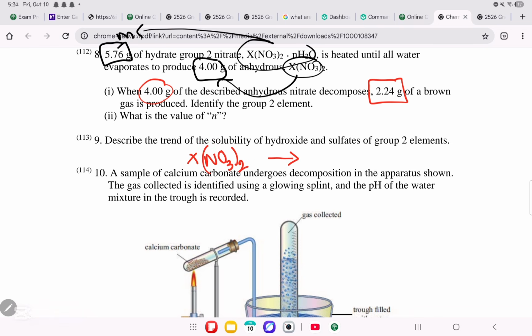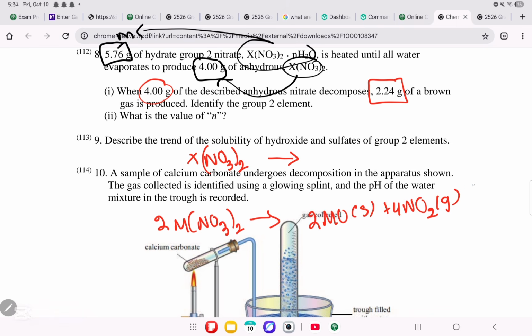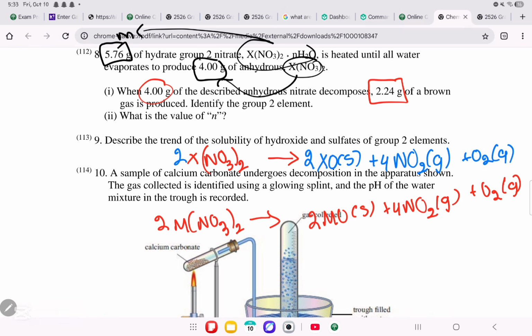Right? What did we say? We said when a metal nitrate decomposes, first of all, 2 metal nitrate will decompose to give us 2 metal oxide in addition to 4 nitrogen dioxide in addition to oxygen gas. Now, the brown gas that they are talking about in this scenario is the nitrogen dioxide gas. So now we need to base our whole equation on the nitrogen dioxide gas. So it's going to be 2XNO32 will give us 2 XO solid in addition to 4 NO2 gas in addition to oxygen gas. Okay, let me just erase these.